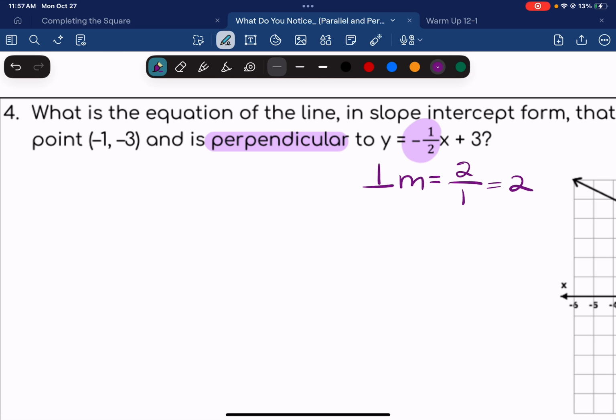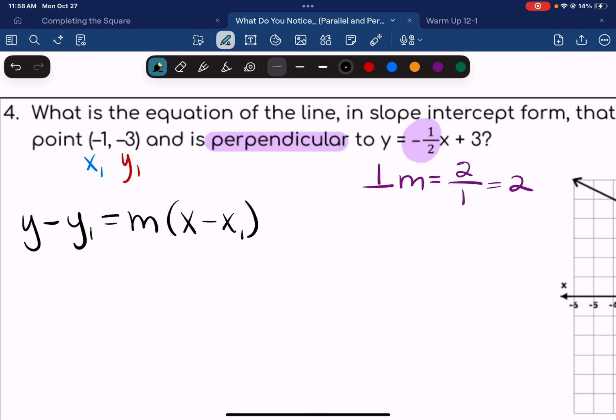All right? So we're given a point. We'll go ahead and label that x1, y1. We're given a point and a slope. Well, that means we're going to use point-slope form when we're solving this algebraically. So y minus y1 equals m times x minus x1.